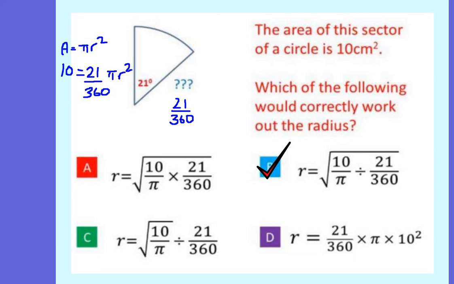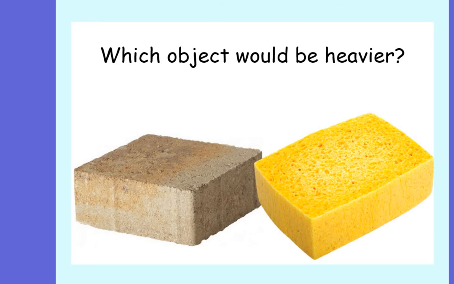Let's head into today's lesson. On the board are two objects. I've got a brick and I've got a sponge. Which one will be heavier? Pause the video, have a little think. Which one do you reckon is heavier and why?